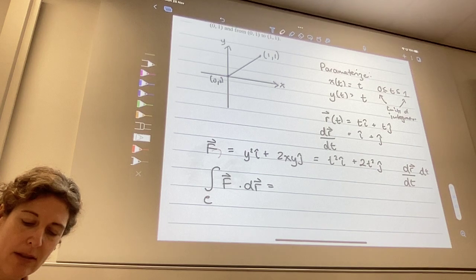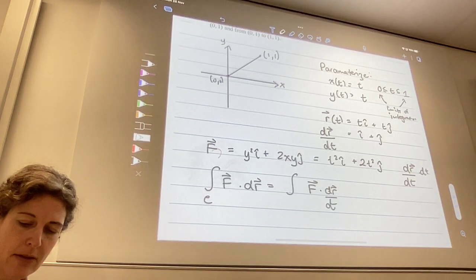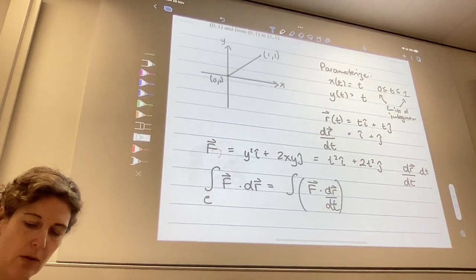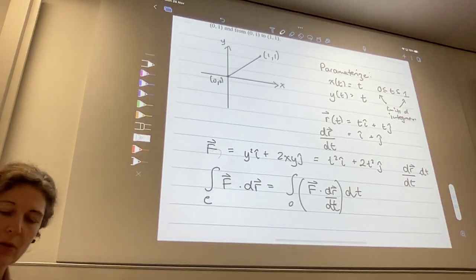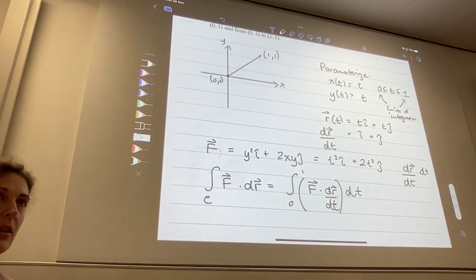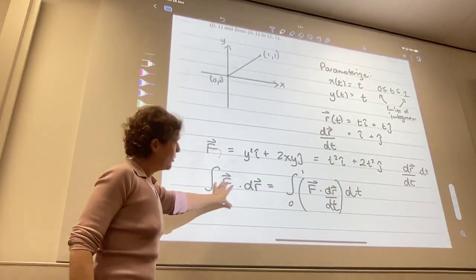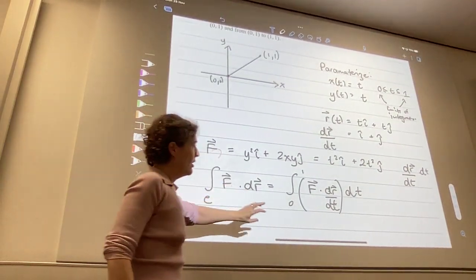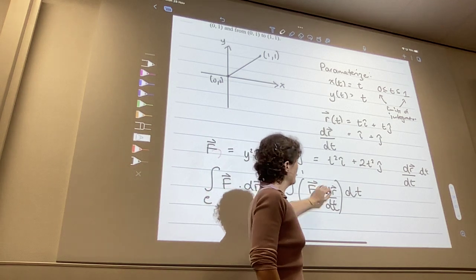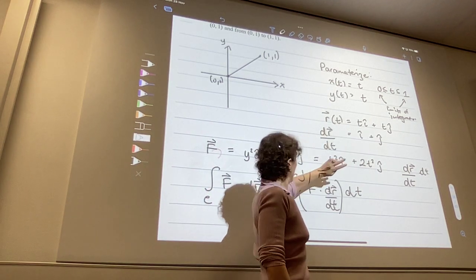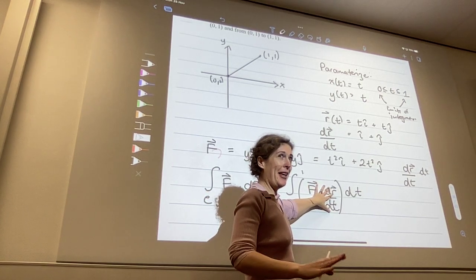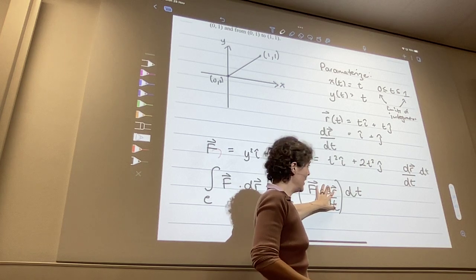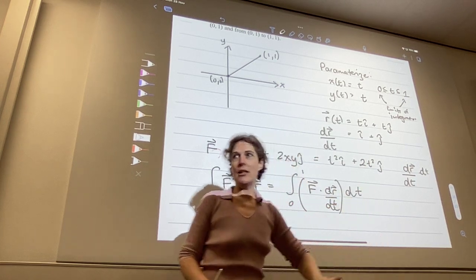So I can rewrite this as the integral of f dot dr by dt, all multiplied by dt. And now I've got an integral with respect to t, so I've got from 0 to 1. So I've gone from this thing over here, which I'm not very clear on exactly what that is, to this: a dot product I can do, because I have my vector dr by dt, and I have my vector f. I can take that dot product. It's going to give me a scalar, yay, and that scalar just depends on t's, and I'm just going to integrate with respect to dt and move on with my life.